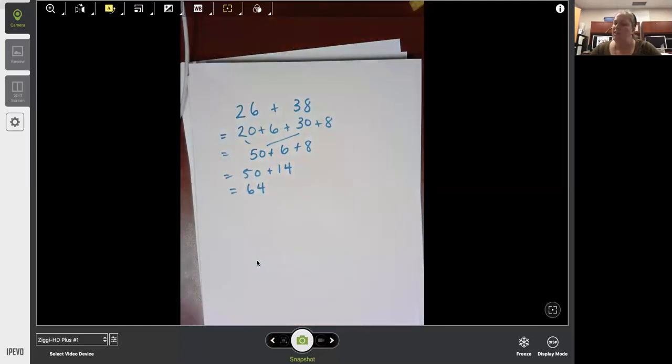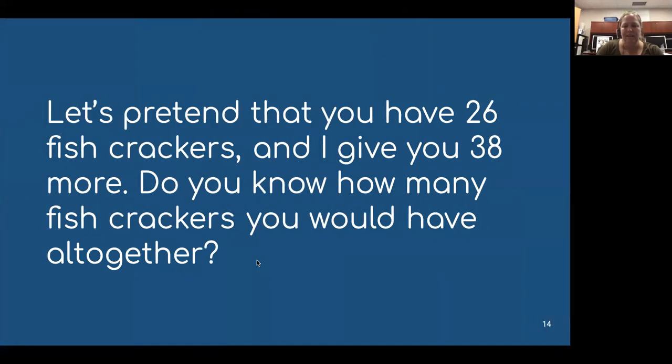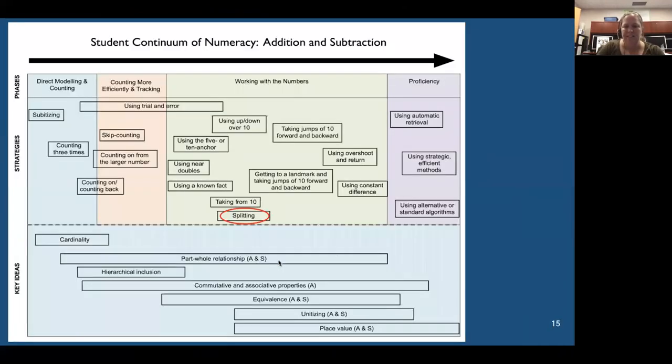So students who have those basic facts and we've helped them to extend them up into the double digits will be able to access this type of strategy where they're splitting up those numbers and then putting them back together. So there we see splitting on the continuum, and that pretty much takes us into the territory of using alternative and standard algorithms. So that splitting strategy will help our students get to the alternative algorithms and the standard algorithms.